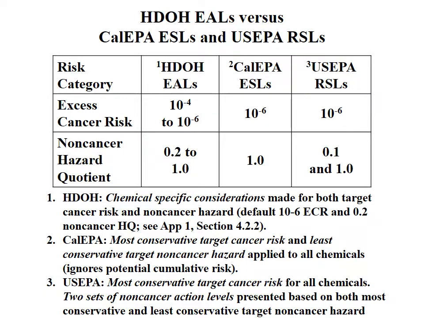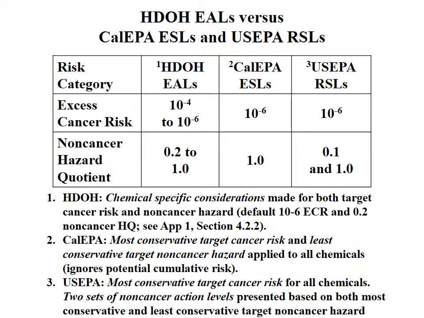How about target risk? We already talked about this extensively, so I won't get into it too much. Again, in Hawaii, for our EALs, we spend a lot of time looking at chemical-specific, the most optimal excess cancer risk, and we select from a range of 10 to the minus 4 to 10 to the minus 6, depending on that specific chemical or family of chemicals. For non-cancer hazard quotient, our default is 0.2, but for some of our chemicals, we're comfortable backing off to the maximum non-cancer hazard quotient of 1. So your action level will be 5 times higher than it would be at 0.2.